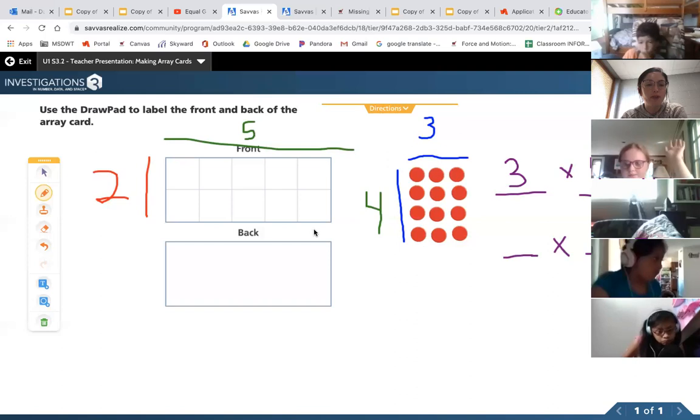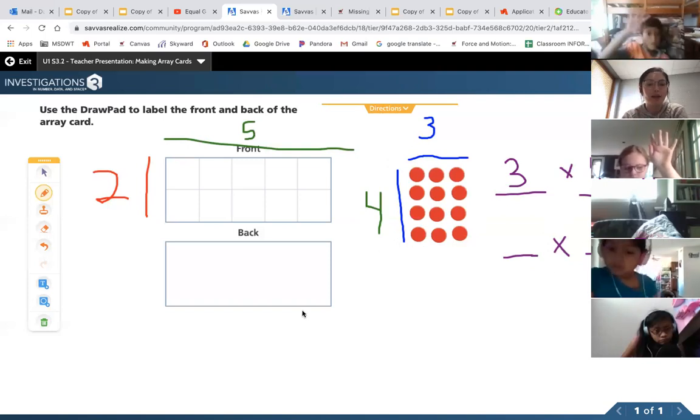What is our other one? Raise your hand. Someone I haven't heard from today. What is our other equation going to be like? What could I do to just flip-flop the numbers? Mohammed.